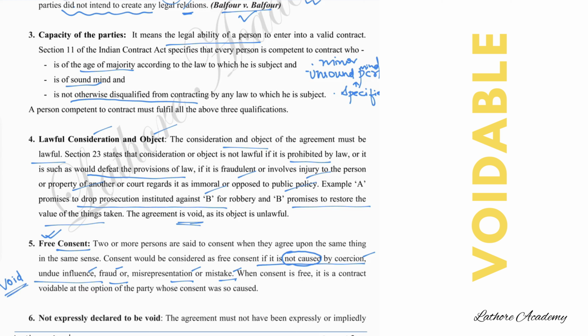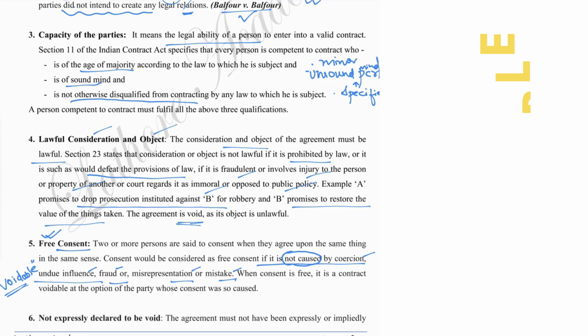Later on, we will understand that rather than void, it becomes voidable. When the free consent is not there, voidable is more specifically covered in the case of free consent. It is a voidable contract and not a void contract. We will explain in upcoming sessions what a void and voidable contract is. As of now, please understand the free consent point of view, because voidable is a technical term which we need to explain in detail.